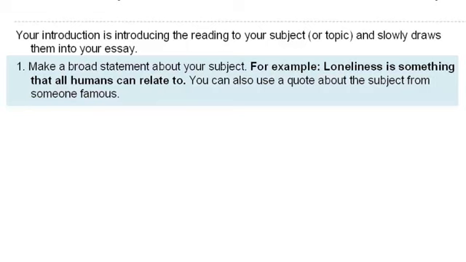So here's my example. Loneliness is something that all humans can relate to. You can also pull in a quote from somebody famous. If you Google quotes on loneliness or something like that, you can also use a quote to start your essay with.